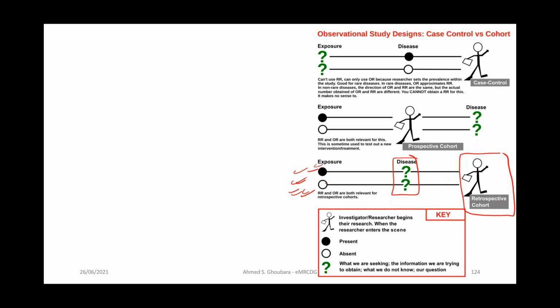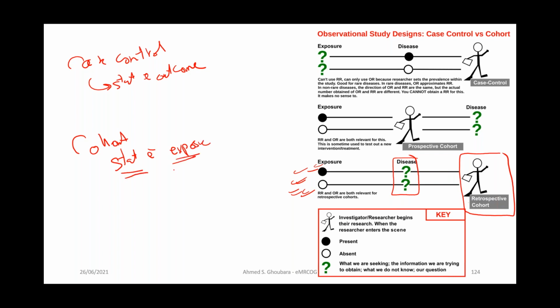Okay, case control, you start with the outcome. Cohort always starts with exposure. This is either in real time or through case notes, which is retrospective. The case control only through case notes or hospital records. Is this clear, guys? You see what I mean now?